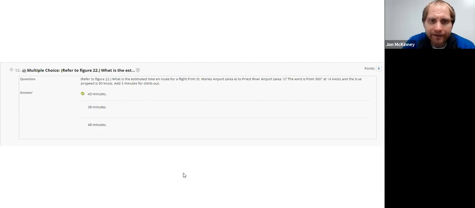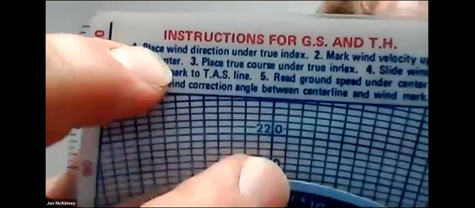Well, it's time, speed, distance math. So what I tell you is on your whiz wheel, my whiz wheel is somewhere nearby. Here it is. On your whiz wheel, it actually kind of walks you through all these steps. I don't mind walking you through them, but it sounds like you're kind of in a rush. So you just follow the steps.